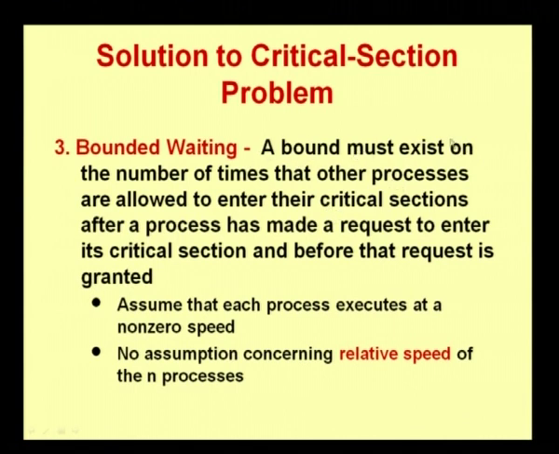Here, a bound must exist on the number of times that other processes are allowed to enter their critical section. So there should be a definite amount of time to get completed when it goes into a critical section. Bounded means that the process is going to wait anyhow. How long that particular process has to wait will be determined by the operating system. If it knows this process will wait for some 5 milliseconds, then P2 can wait for only 2 milliseconds, which may be a higher priority process, and another process may be waiting for 7 milliseconds.